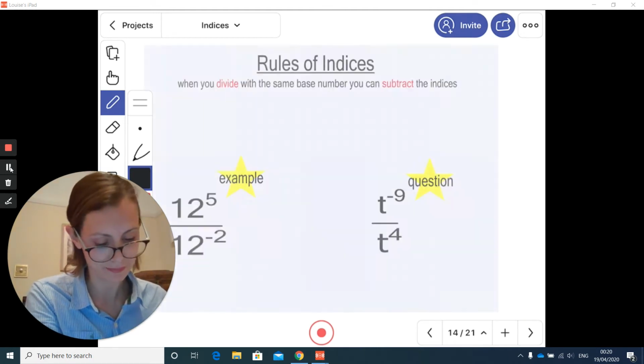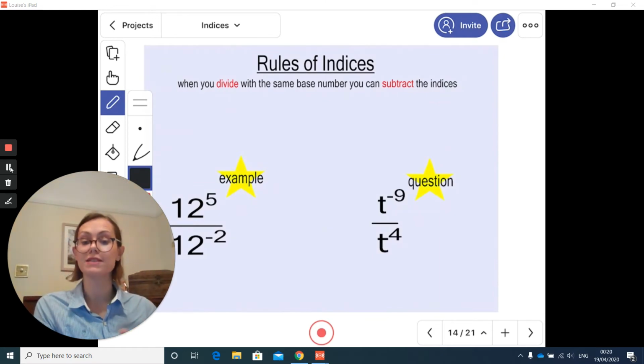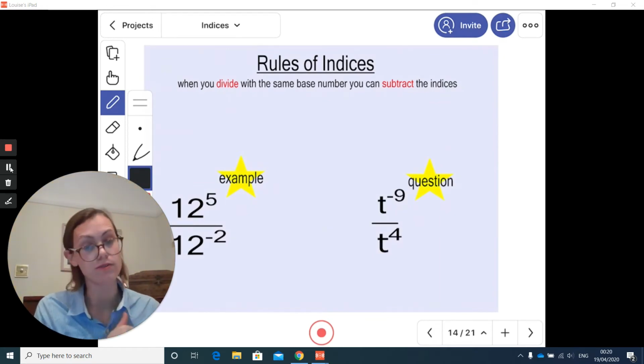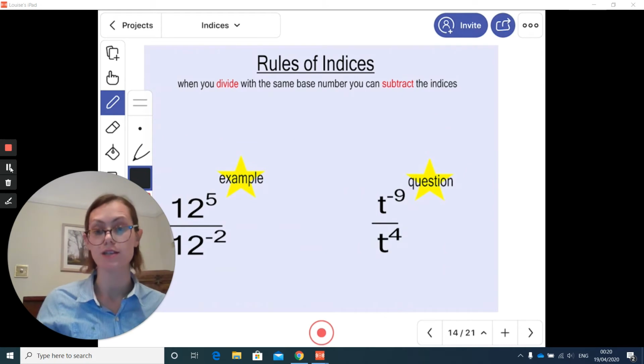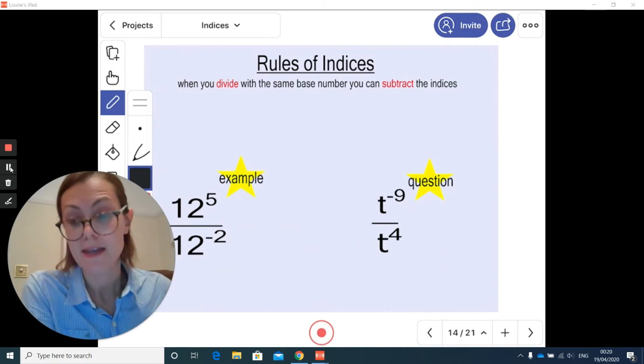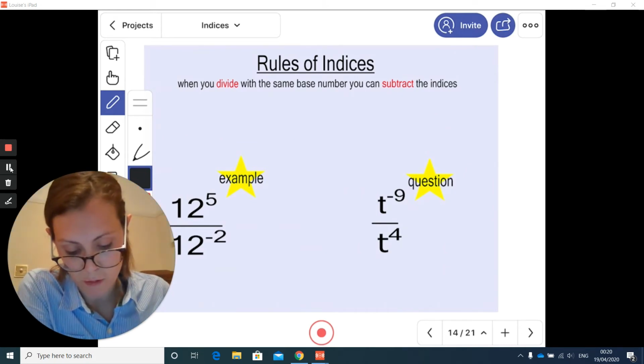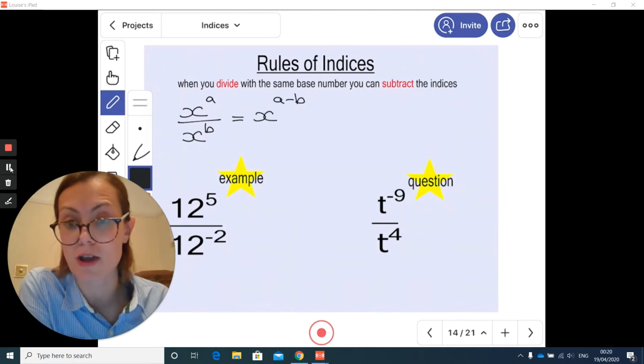Right, next one, rules of indices. We're looking at division now. So division, very, very similar. We're subtracting our powers though. So in this case, if you wanted to have a set rule, my rule would be x to the power of a divided by x to the power of b is the same as x to the power of a minus b. You subtract, okay?